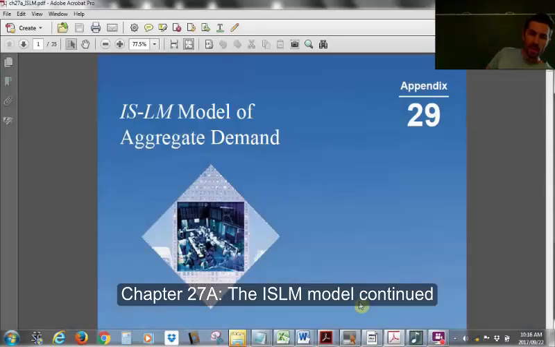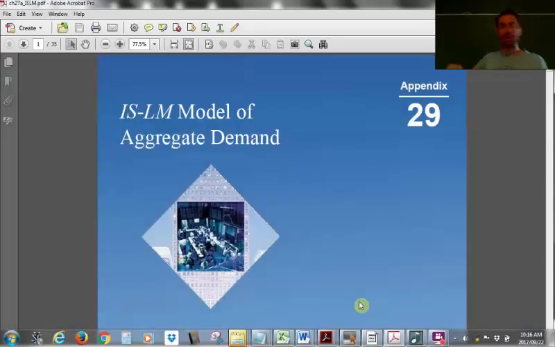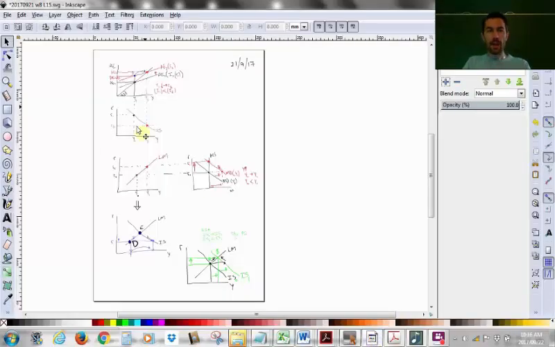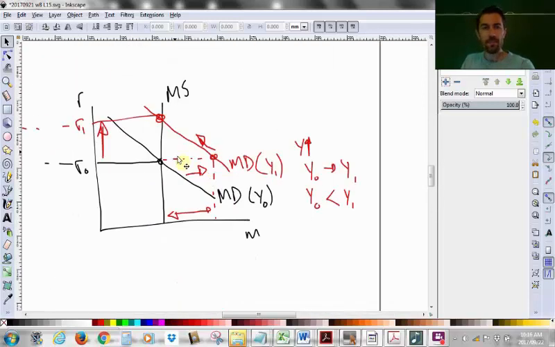Where we left it yesterday, or shall we say where we started yesterday, was the beginning of the ISLM model, and we ended basically having completed the ISLM model, and we were going to start using it to look at a couple of examples. What I want to do is just quickly look at the diagram that we were drawing yesterday.